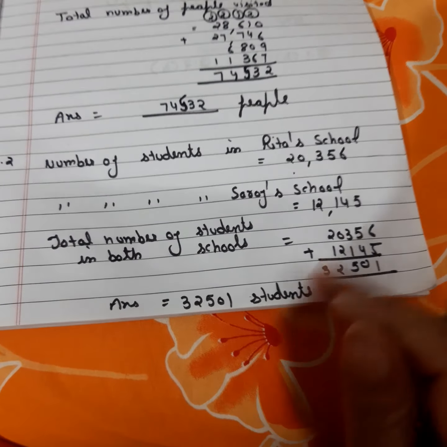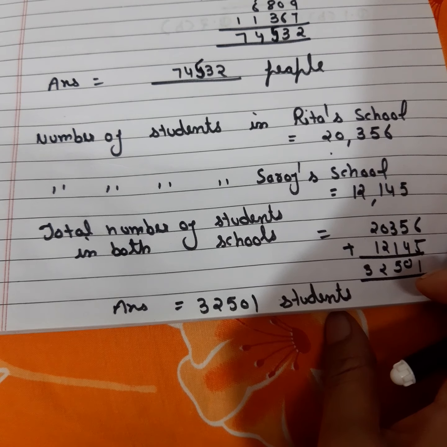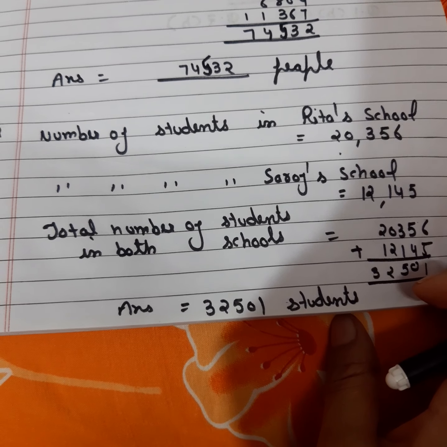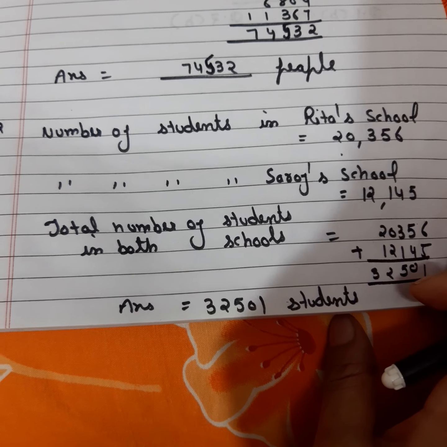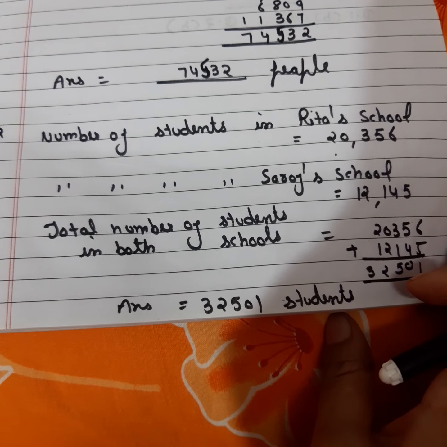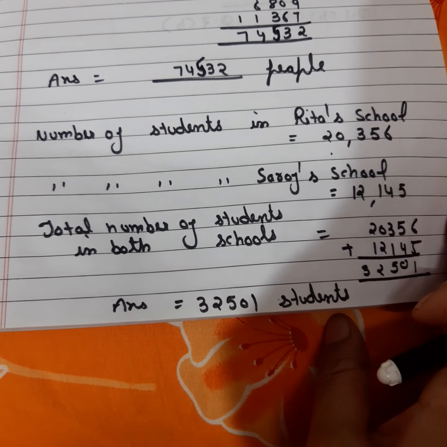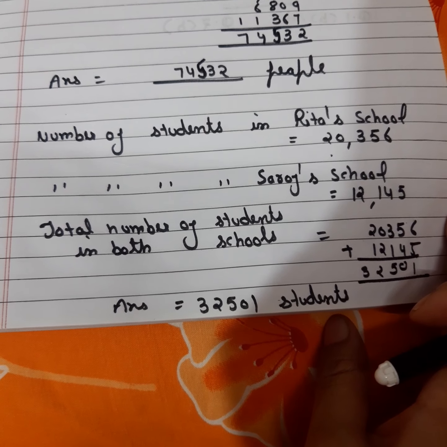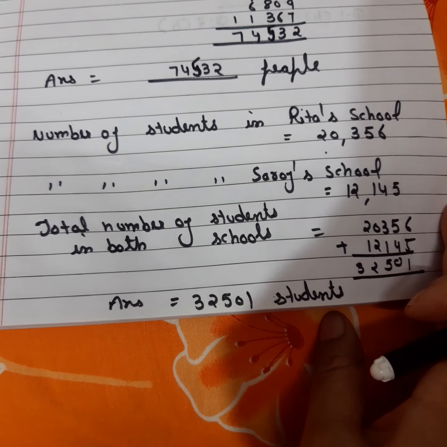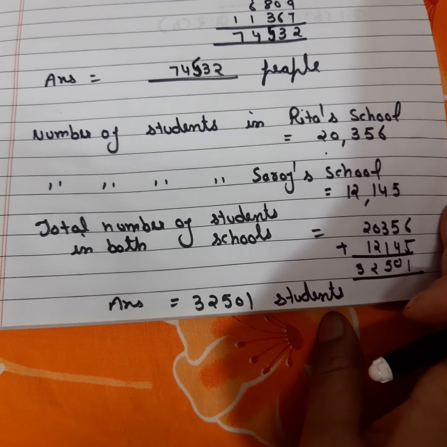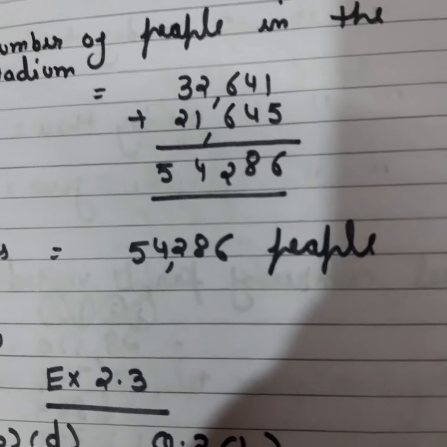So while you are reading these questions, be careful that whatever things are required, we have to use those things only, because distance is not required. The distance of Saroj's school and her home is not required, so we are not writing it here. It is just to make you a little bit confused. So no need to write the distance here. Just simply write the number of students in Rita's school, number of students in Saroj's school, and later on just add them. Clear? Good.